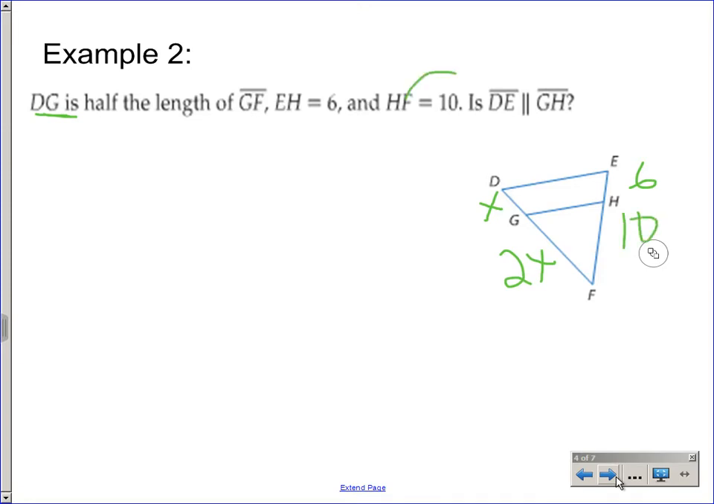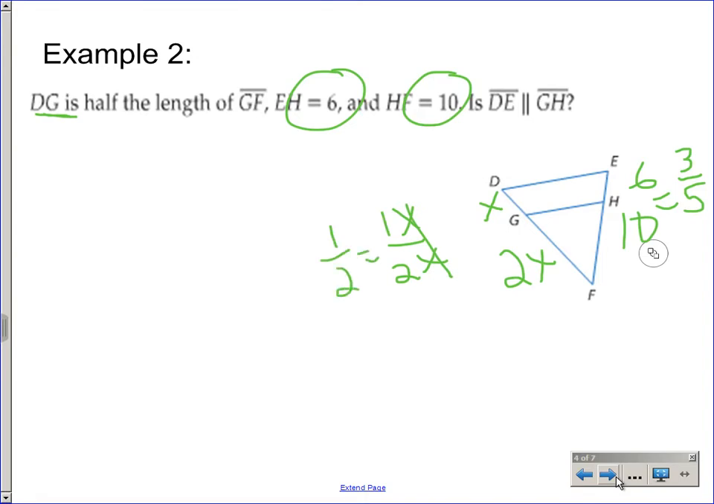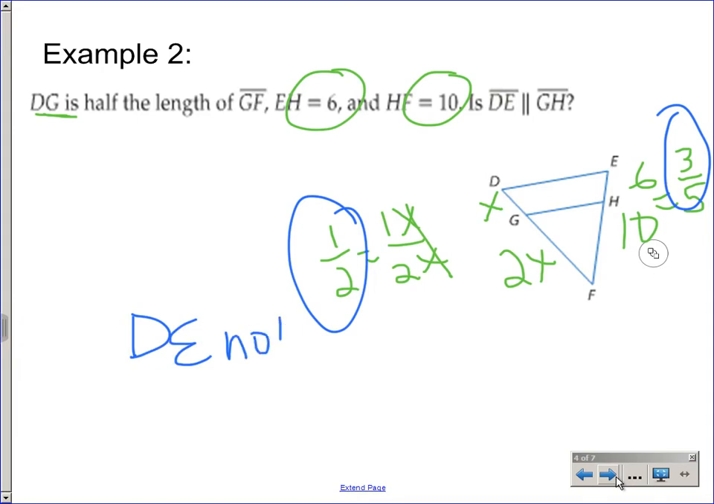I'm just taking the information from the example. So on the right side, 6 over 10 would reduce down to 3/5. And on the left side, I have x over 2x. These would cancel, and I would end up with 1/2. So if I have 1/2 for the left and 3/5 for the right, those are not the same. Therefore, DE is not parallel to GH. The proportions would have to be identical, or we would have to have identical measures on each side, and they're not. So they're not parallel.